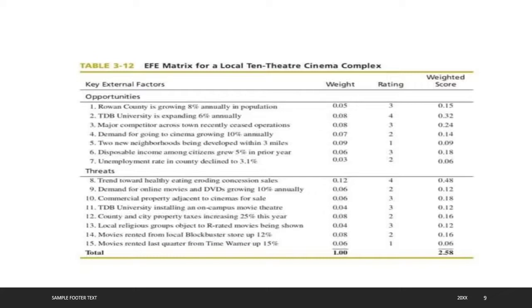A total weighted score of 4.0 indicates that an organization is responding in an outstanding way to existing opportunities and threats in its industry. In other words, the firm's strategies effectively take advantage of existing opportunities and minimize the potential adverse effects of external threats. A total score of 1.0 indicates that the firm's strategies are not capitalizing on opportunities or avoiding external threats.